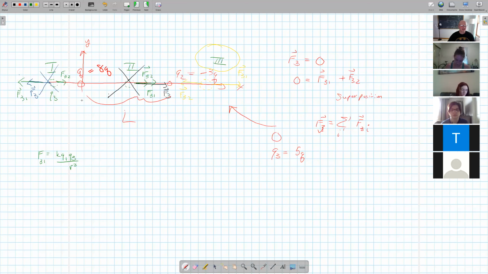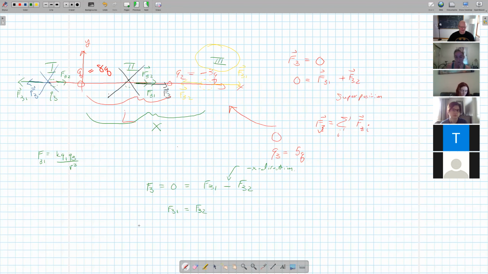Good. Now, let's define this distance here from the origin to the location, and I put this as x. Okay. So Coulomb says that the force on 3, which is equal to 0, is equal to F31, which points in a positive x direction, minus F32, which points in the negative x direction. So that's where this minus sign comes from. So the minus sign is from the negative x direction. So this tells me that the magnitude of F31 must be equal to the magnitude of F32.